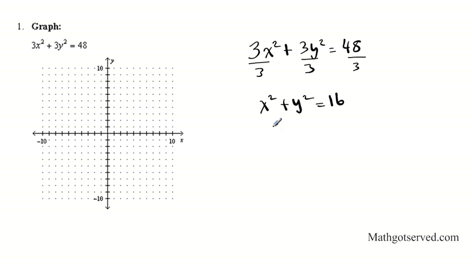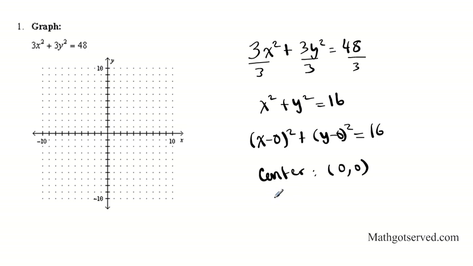This is called a circle. In standard form, it's going to be x minus 0 squared plus y minus 0 squared equals 16. So the center is going to be 0, 0. And my radius is going to be the square root of 16, which is 4. And that means I'm going to go 4 units to the right, left, down, and up.